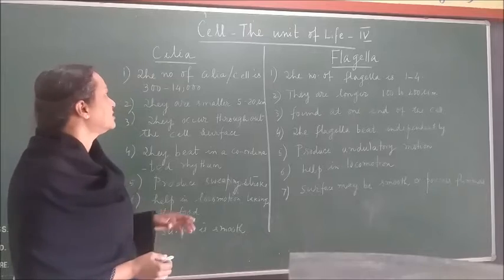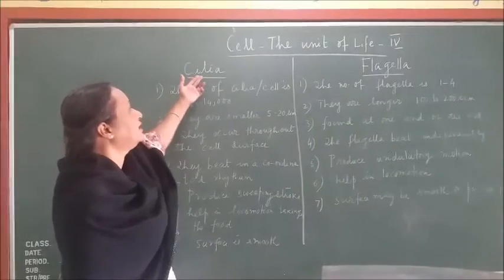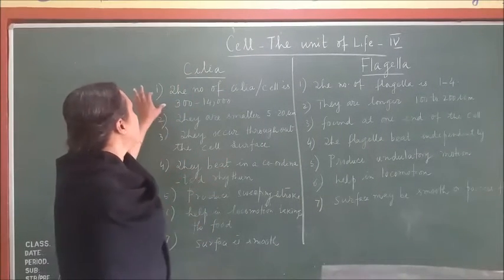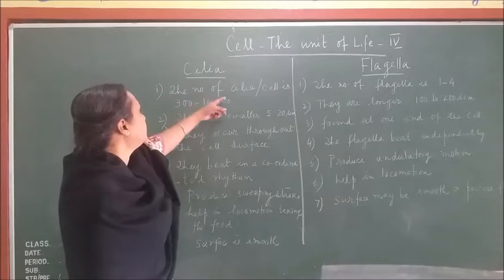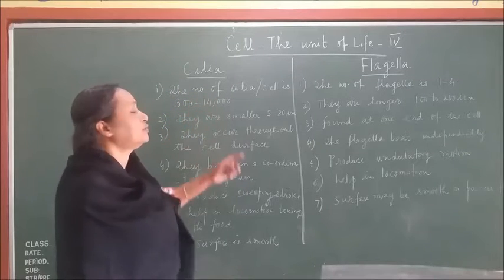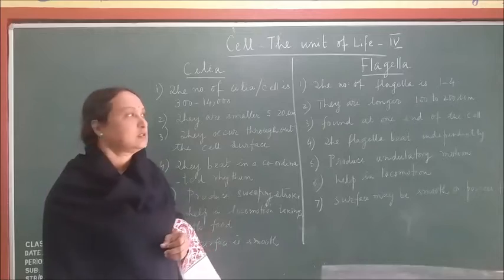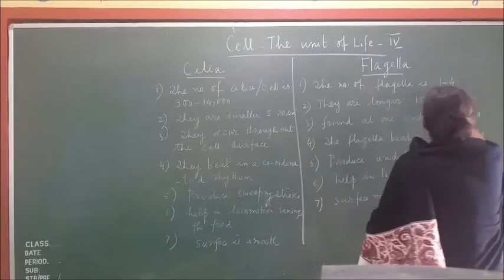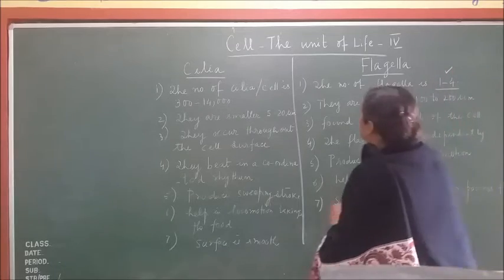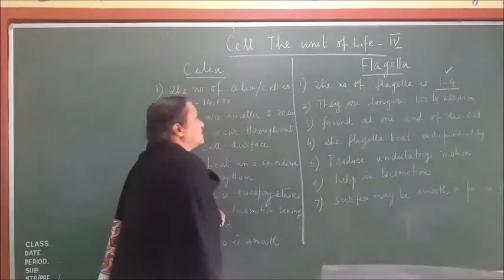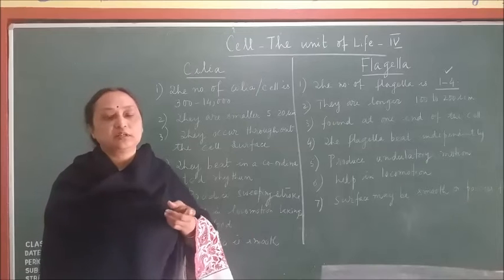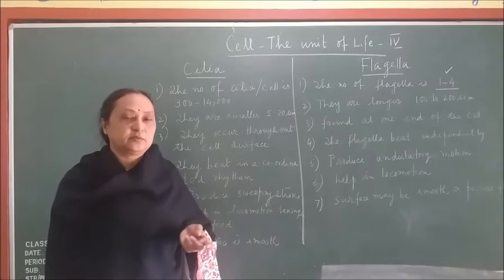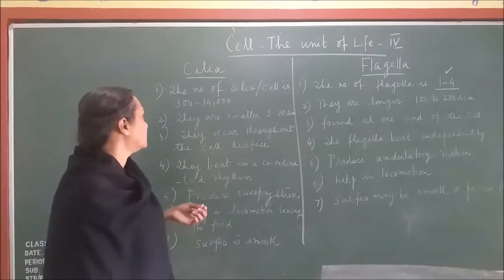Now we will discuss the differences between cilia and flagella. The number of cilia per cell is 300 to 1400, so the number is very large. Whereas the number of flagella is only 1 to 4, so the number is very small. Cilia are found all over the surface of the cell, so their number is very large.